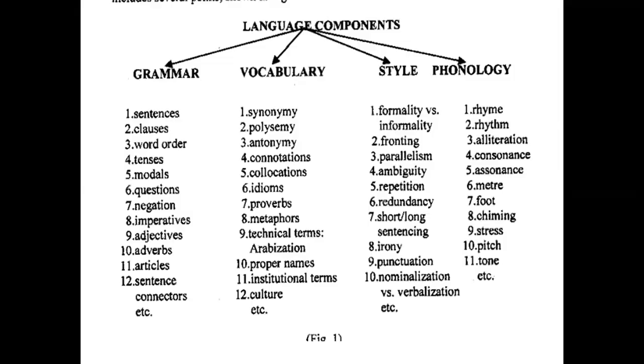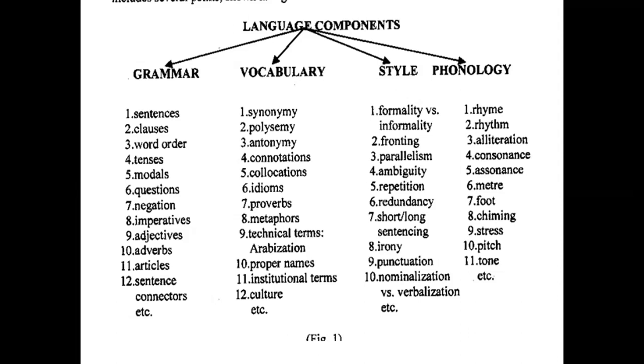Look at this picture of language components. At the grammatical or syntactic level, we can look at sentences, clauses, word order, tenses, modals, questions, negations, and so on. At the vocabulary or semantic level, we can look at synonymy, polysemy, antonymy, collocations, idioms, proverbs, and so on. At the style level, we can look at formality and informality, parallelism, ambiguity, repetition, redundancy, and so on. And finally, at the phonological level, we can look at rhyme, rhythm, alliteration, assonance, meter, foot, and so on.